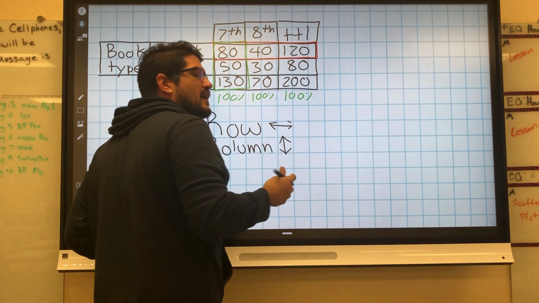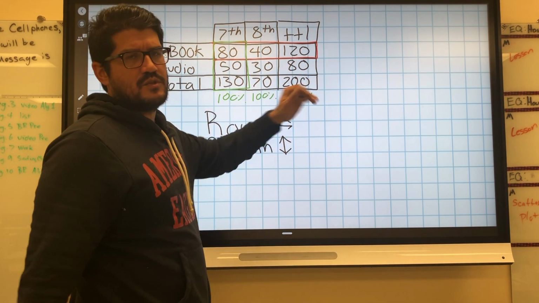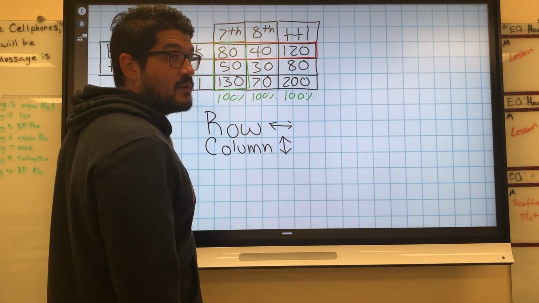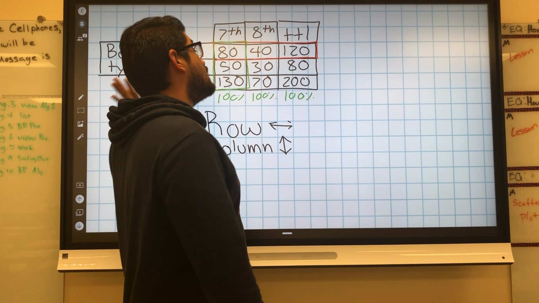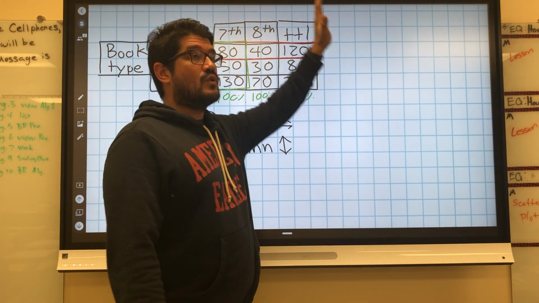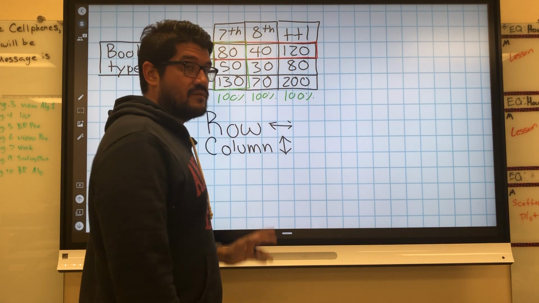Mr. Kessler, how is that possible? How is 100%, 100%, 100% make the 200%? That's not what we're looking at. We're only looking down the columns. If they say column, we're not looking at rows anymore. We're only summing up down.